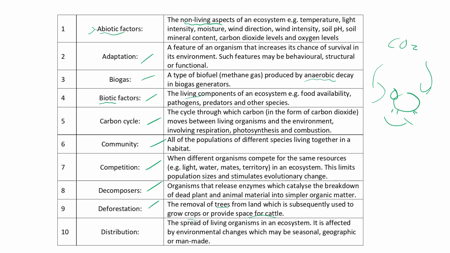The spread of living organisms in an ecosystem, which is affected by environmental change that may be seasonal, geographical or man-made, is the distribution of organisms. When birds migrate or animals in the African savanna migrate to different places, often based on seasons and geographical places.